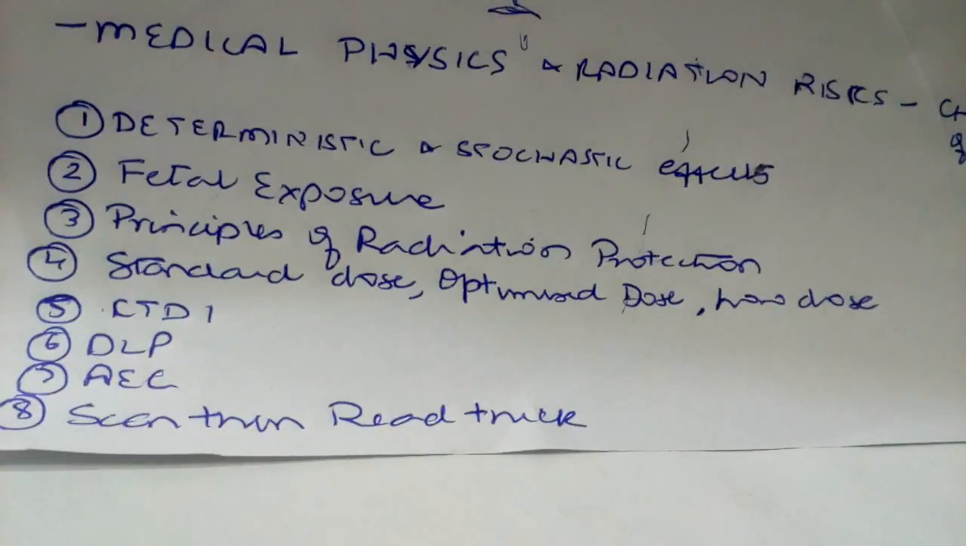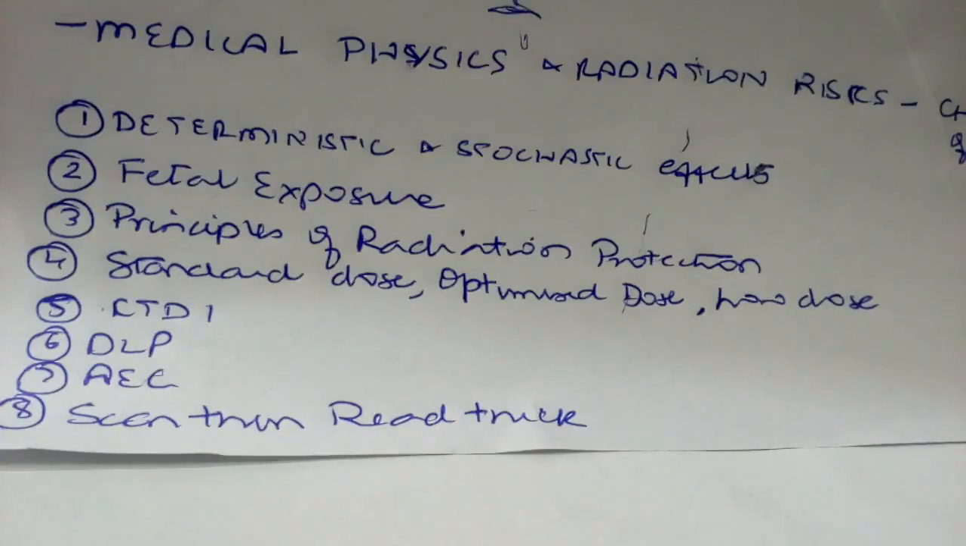Okay, today's topic is medical physics and radiation risks. This is chapter 1 of Grainger and Allison. The things to be covered today are deterministic and stochastic effects, fetal exposure, principles of radiation protection, standard dose, optimized and low dose, CTDI, DLP, AEC, and the scan thin, read thick principle.